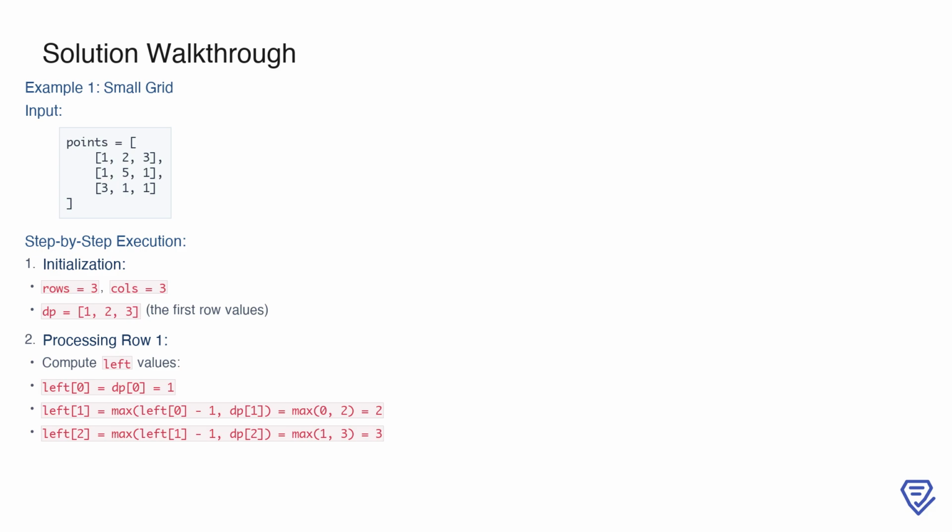Now, as we process the second row, we first compute the left array. This array helps us track the maximum scores achievable when moving from the left side of the grid. The first value in left is simply the first value of dp, which is 1. For the next column, we calculate left[1] as the maximum of left[0] - 1 and dp[1], resulting in 2. Finally, for left[2], we take the maximum of left[1] - 1 and dp[2], giving us 3. This completes our left array for the second row as 1, 2, 3.